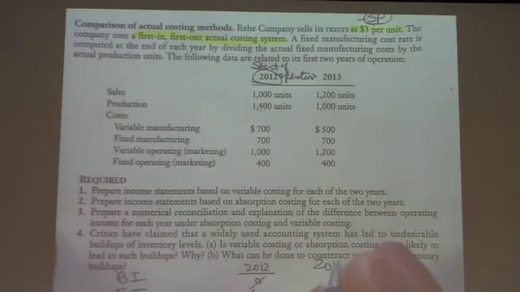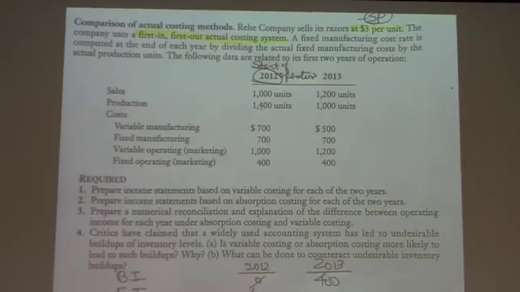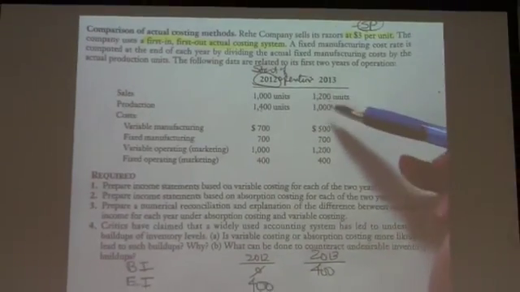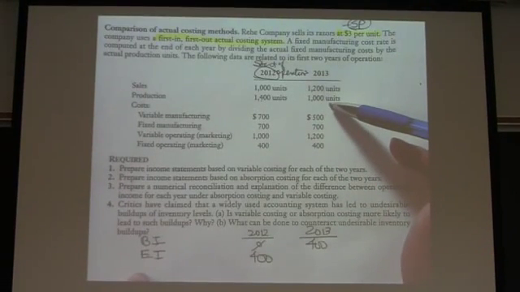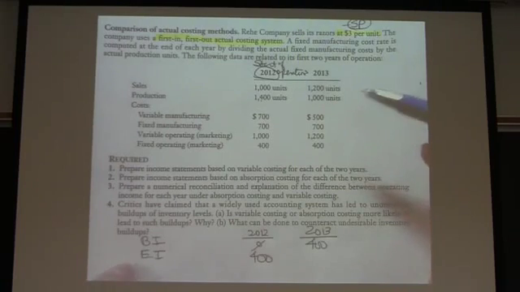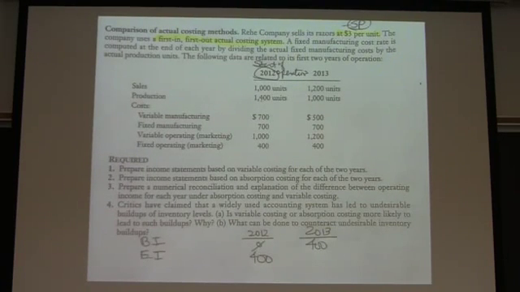Now for 2013, we had a beginning inventory of 400 units from last year. We add to it the number of units that we produced, which is 1,000. That's 1,400, less what we actually sold of 1,200. That means our ending inventory is 200 units. Okay?